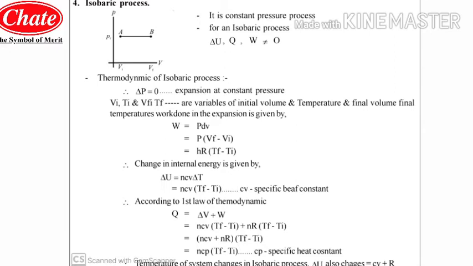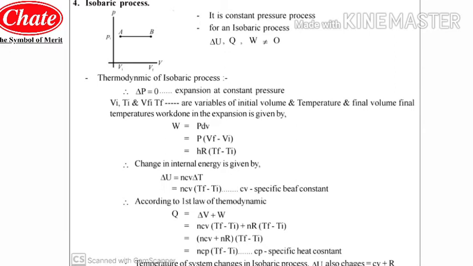Thus the thermodynamics of the isobaric process is that delta P will be 0, as the pressure is constant for the isobaric process. So there will be expansion at constant pressure. Now let Vi, Ti and Vf, Tf be the variables of the initial volume and initial temperature, and the final volume and final temperature.